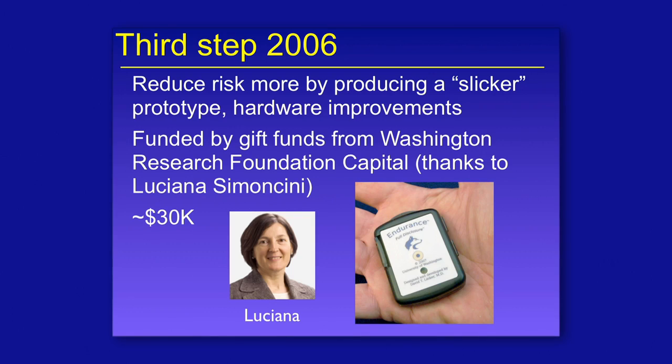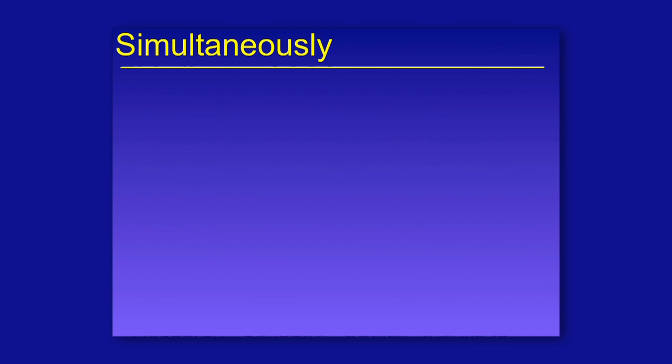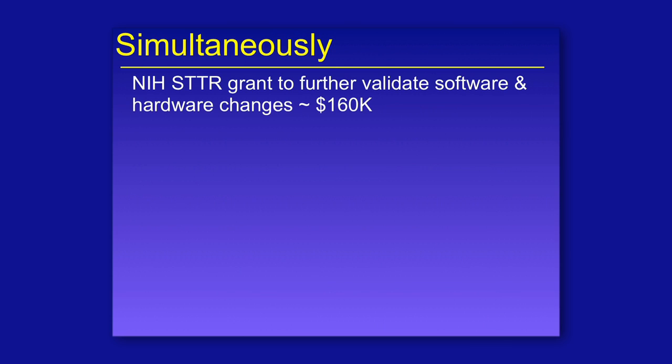I also had done my homework in terms of how much this would cost to produce in quantity, and also how much existing monitors cost to produce in quantity. This weighed about 1 ounce and was a 30-day two-channel monitor. I simultaneously applied for an NIH STTR grant, which is a commercialization grant through the National Institutes of Health, to further validate the software and hardware changes for about $160,000.